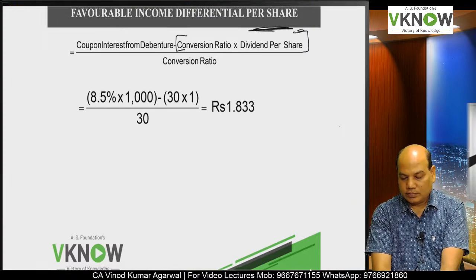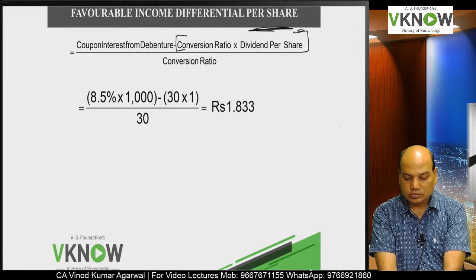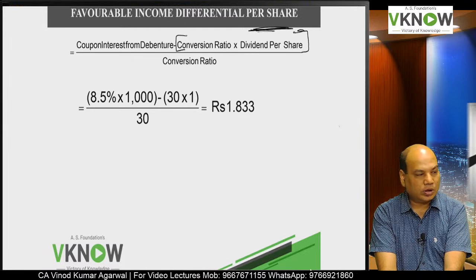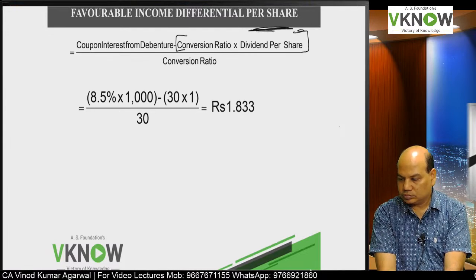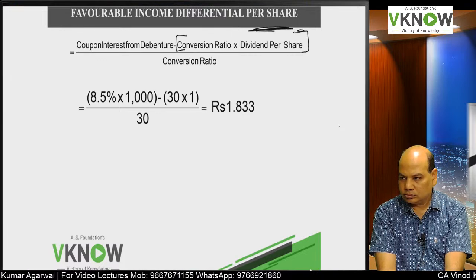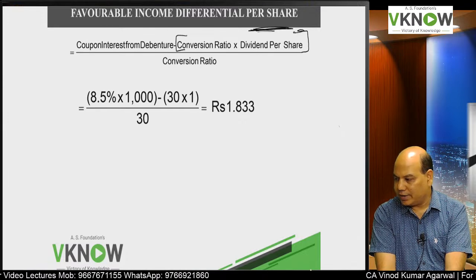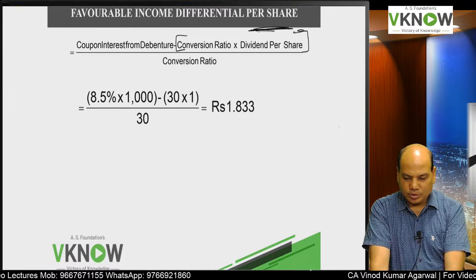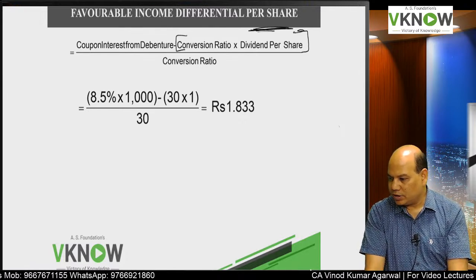So solve it. You will get 8.5% into 1000 minus in bracket 30 into 1, upon 30, is equal to favorable income differential per share. You are getting 1.833. Is it right?